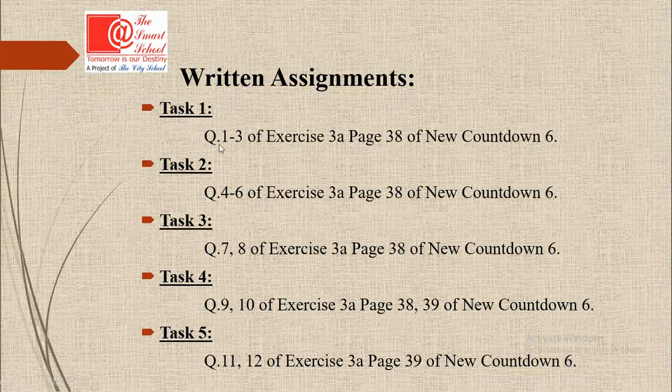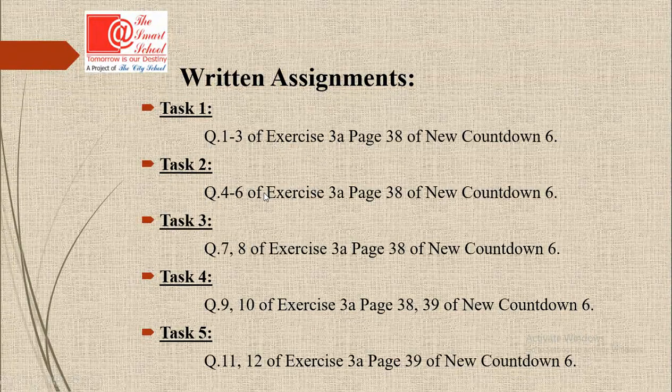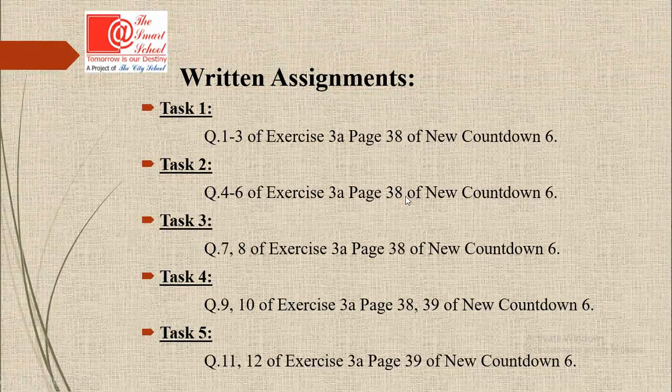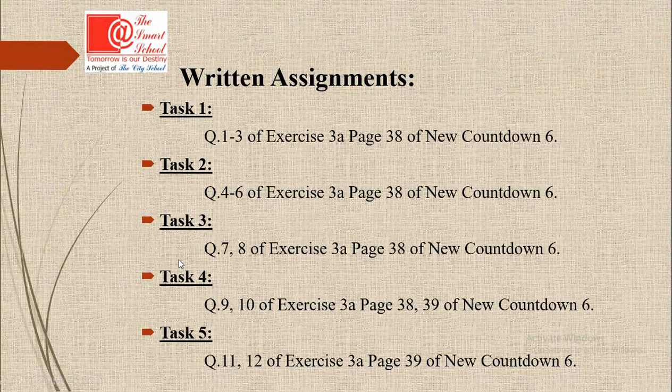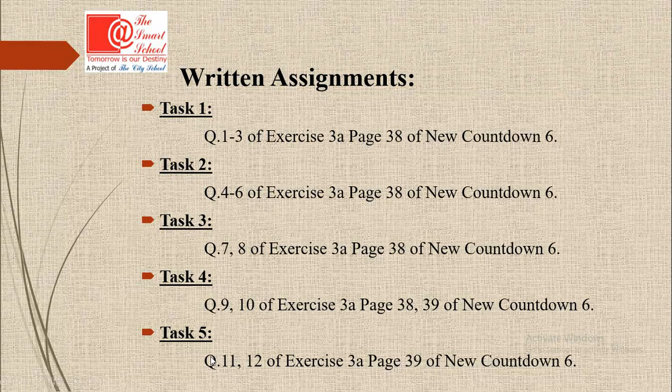Task 1 is question number 1 to 3 of exercise 3A, page 38 of new countdown 6. Your task 2 is question number 4 to 6 of exercise 3A, page 38 of new countdown 6. Your third task is question number 7 and 8 of exercise 3A, page 38 of new countdown 6. And your task 4 is question number 9 and 10 of exercise 3A, page 38 and 39 of new countdown 6. And your last task is question number 11 and 12 of exercise 3A, page 39 of new countdown 6.